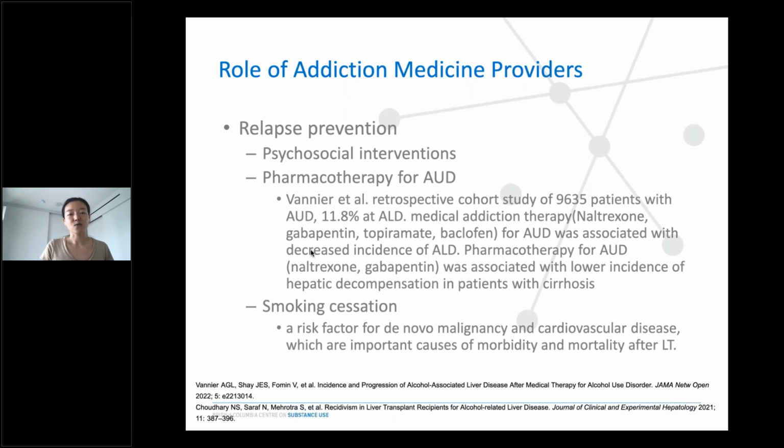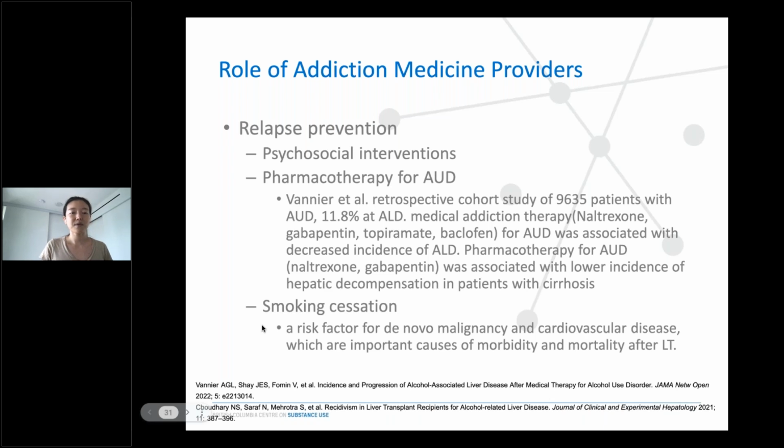And you can also see from the paper that pharmacotherapy for alcohol use disorder is actually associated with lower incidence of hepatic decompensation in patients with cirrhosis. Of course, pharmacotherapy for alcohol use disorder in the context of decompensated cirrhosis is a whole topic unto itself, but it is important to recognize that we can still provide that role and that level of support.